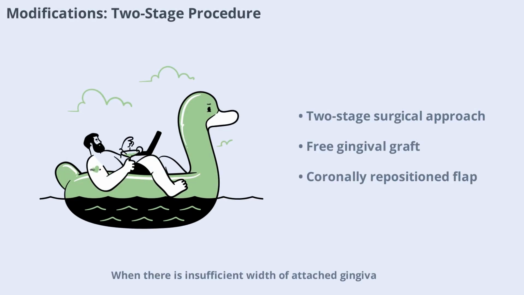When there is insufficient width of attached gingiva, a 2-stage surgical procedure is recommended. First, a gingival extension operation with a free gingival graft is performed. 2 months later, a second stage surgery is carried out by coronally repositioning the flap, which may include a free soft tissue graft. This approach addresses the limitations of the single-stage technique and ensures adequate tissue for successful root coverage.